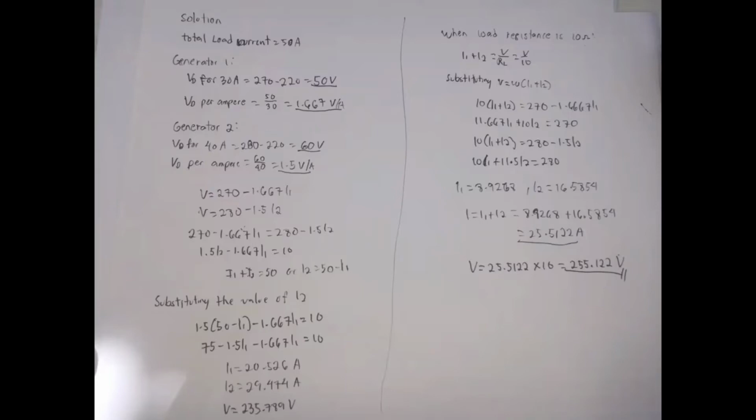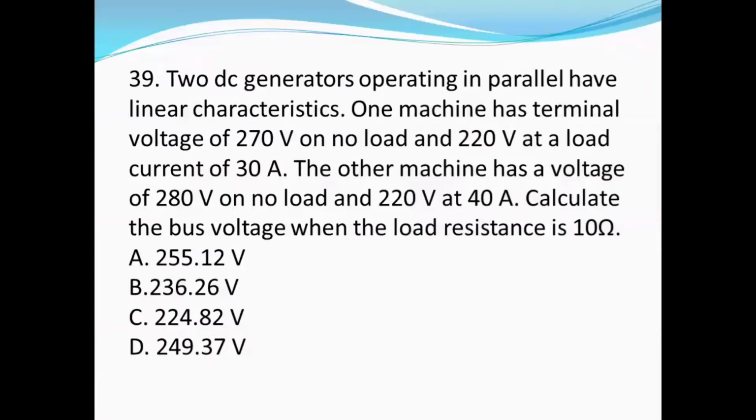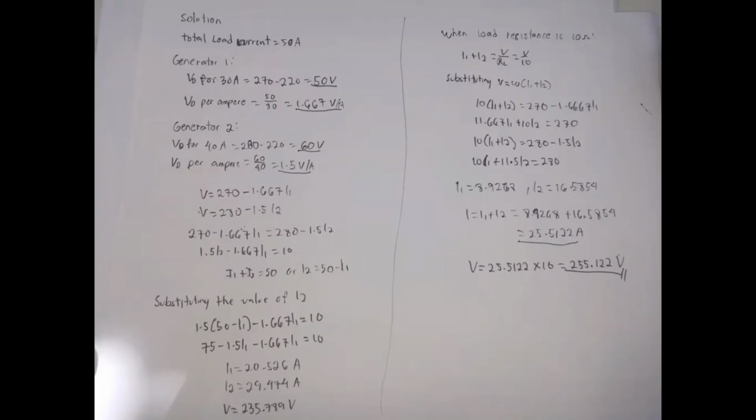So next is when the load resistance is 10 ohms. To get the bus voltage from the resistance of 10 ohms, I1 plus I2 is equal to V over RL, or V over 10. So substituting, V is equal to 10 times I1 plus I2. 10 times I1 plus I2 is equal to 270 minus 1.67 I1. The next is 11.67 I1 plus 10 I2 equals 270.